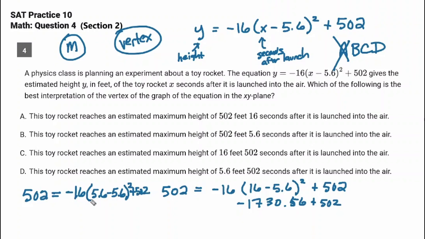All right, this is really easy because 5.6 minus 5.6 is 0. 0 squared is 0, and then 0 times negative 16 is 0. So it's 502 equals 502. Hey, that's true. Guys, that's it. That's the answer. Get this right very, very quickly. C and D don't matter because you plugged in the answers and you found one that works, and you move on.